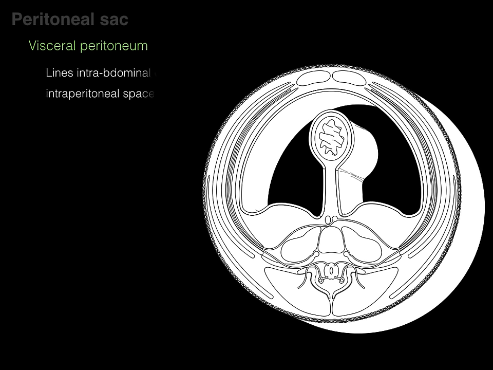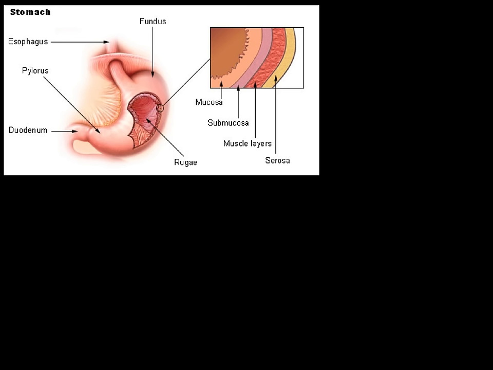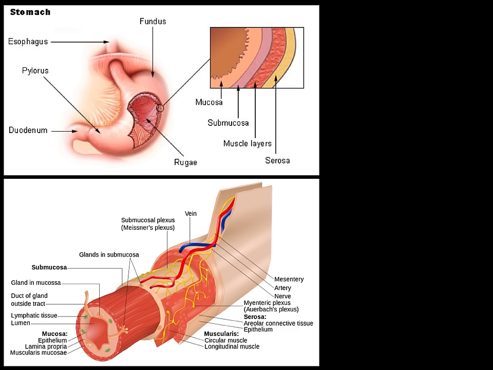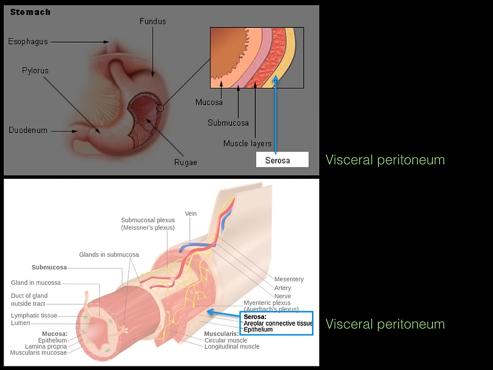Now, the visceral peritoneum lines the intra-abdominal organs in the intraperitoneal space. It's also known as the serosa. So there you have it in green, that surrounding. And when you take a look at pictures like this, often you see mucosa, submucosa, the muscularis externa, and then the serosa, showing the small intestine with all those layers. Whenever you see this term serosa, that's synonymous with the visceral peritoneum that we've just been talking about.